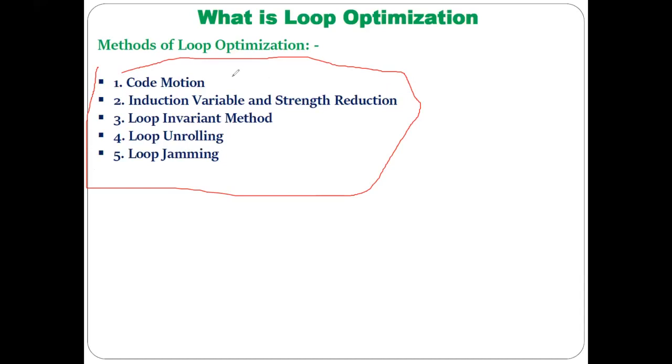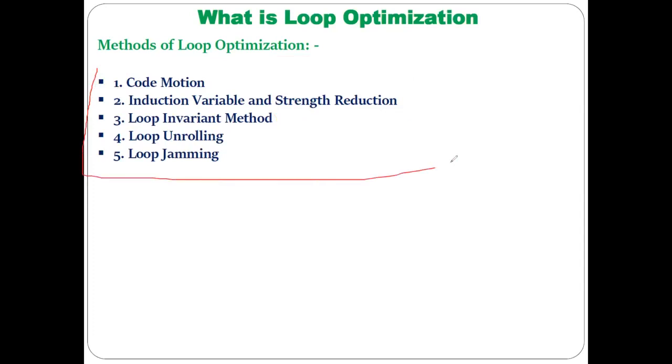So what are the techniques? In that, first we have code motion, second induction variable and strength reduction, third we have the loop invariant code, fourth we have loop unrolling, and fifth we have loop jamming. Understood. So these are the different kinds of techniques using which loop optimization can be achieved.